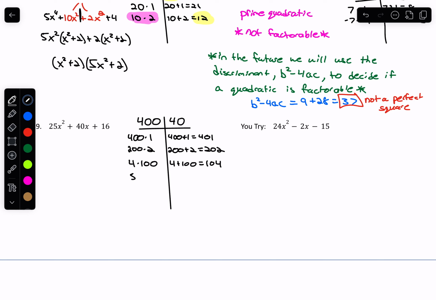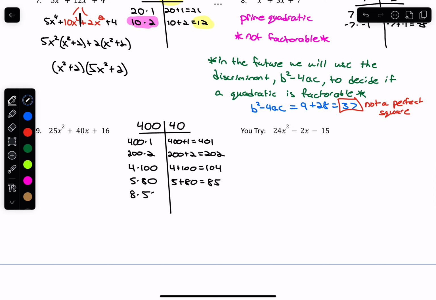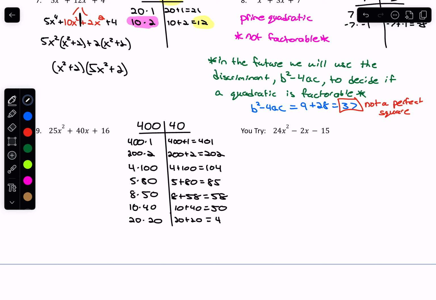Then we might try 5 times 80, where 5 plus 80 equals 85. Still not small enough. So then we might try 8 times 50. 8 plus 50 is 58. Hey, we're getting closer. We're almost to 40. So how about 10 times 40? Well, 10 plus 40 equals 50. Still not right, but we're still getting closer. And there might be some things in the middle that work, but I would jump all the way then to 20 times 20, where 20 plus 20 does equal 40. So we found the numbers that work.